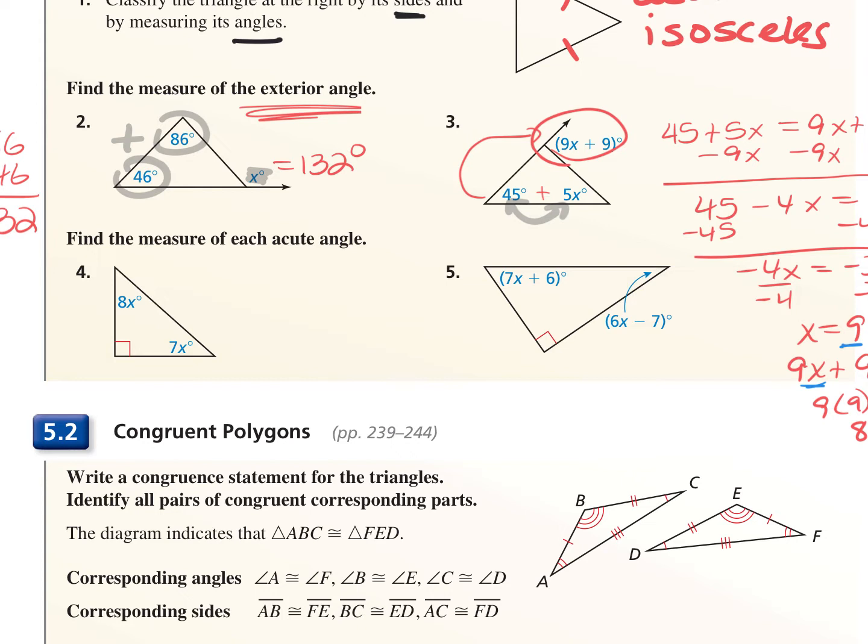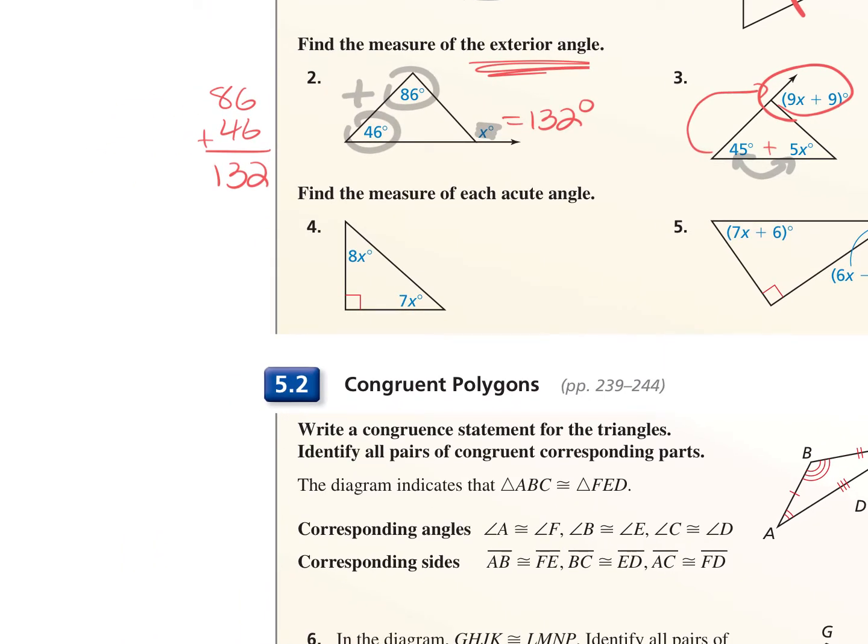However, we learned a corollary to that theorem, and remember we also learned that the 2 acute angles of a right triangle are always complementary. So we could actually solve number 4 and 5 2 different ways. We can either use the triangle sum, and what we would have done for that one is we would have added 8x plus 7x plus 90 and set it equal to 180 because that's what the 3 angles of the triangle add up to be.